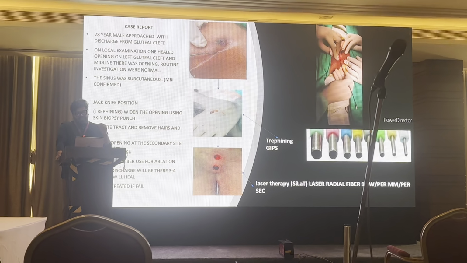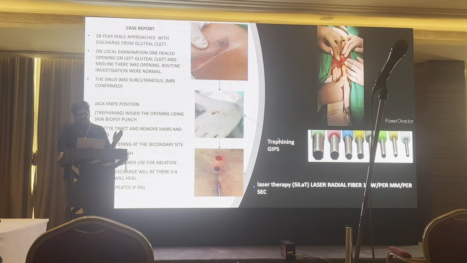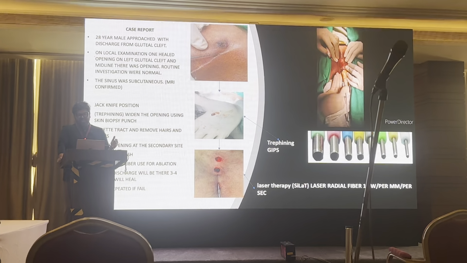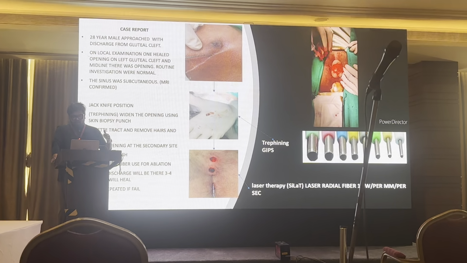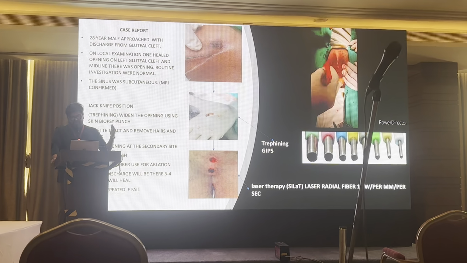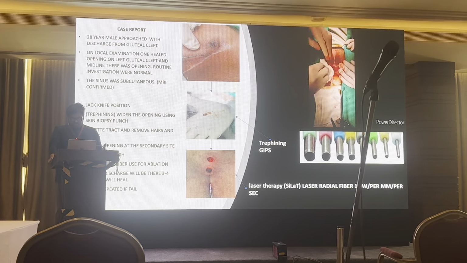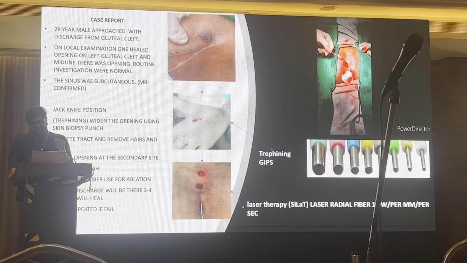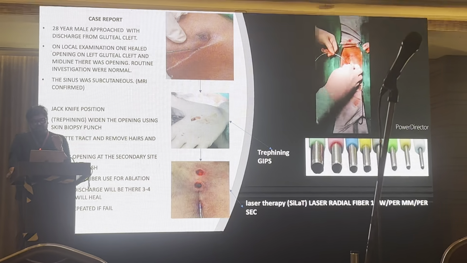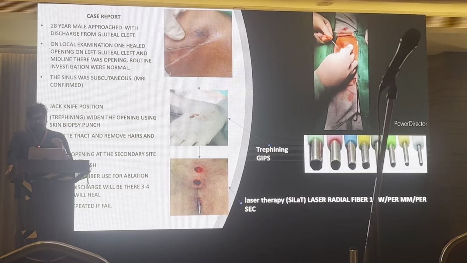Also, if you see there is an abscess cavity away from the midline, you have to create a secondary opening there so that the wash can be given from that cavity also. So make a thorough wash with that secondary cavity opening, which I have seen in my patient also. Use the radial fiber for the ablation. The 10 watt fiber has to be used per mm per second.